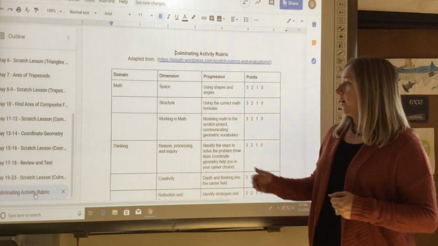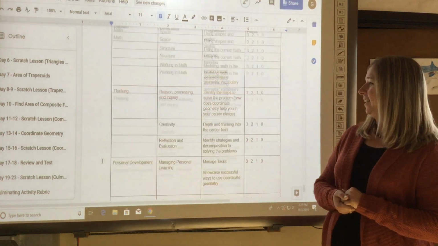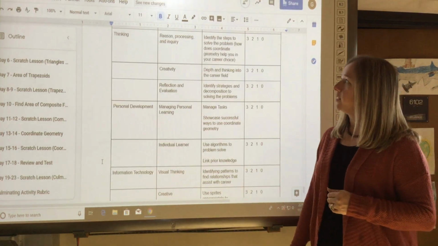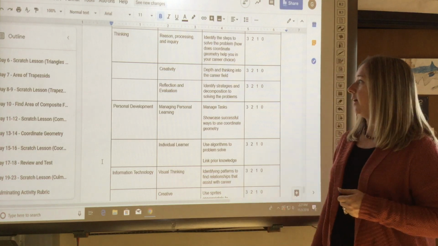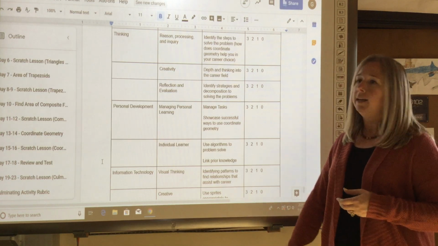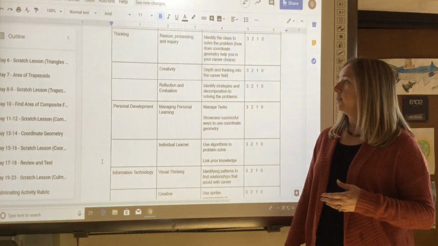Next was the thinking area. And again, 3 areas that we were looking at: their reasoning, process and inquiry, creativity, and reflection and evaluation. Not just going through the steps, but actually kind of owning this project.